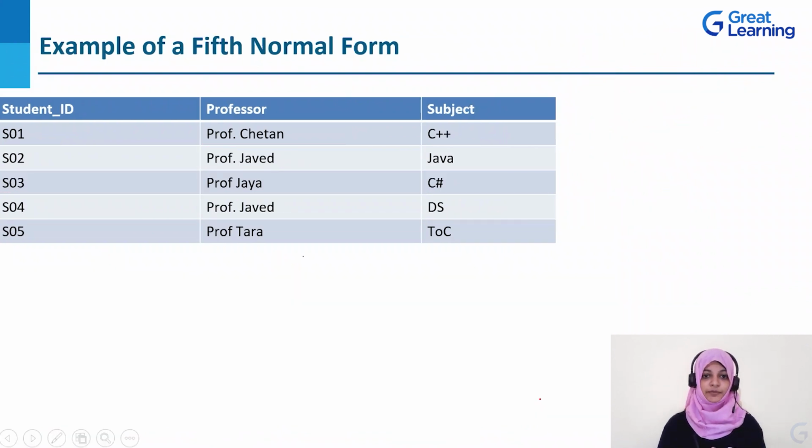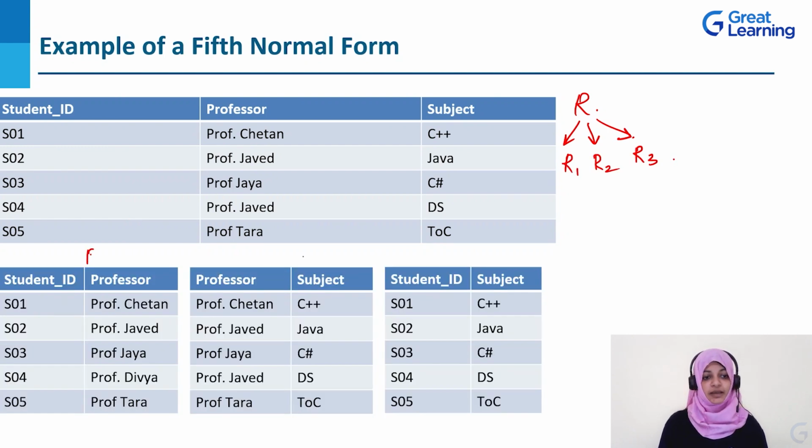Now look at the next example. Again, this is a table which is already in fourth normal form. We need to test whether this particular table is in the fifth normal form or not. Consider that this table is the relation R, and we are splitting this table up into three separate tables, namely R1, R2 and R3. So these are our tables R1, R2 and R3. Let us consider an example wherein we are creating a join between R1, R2 and R3.